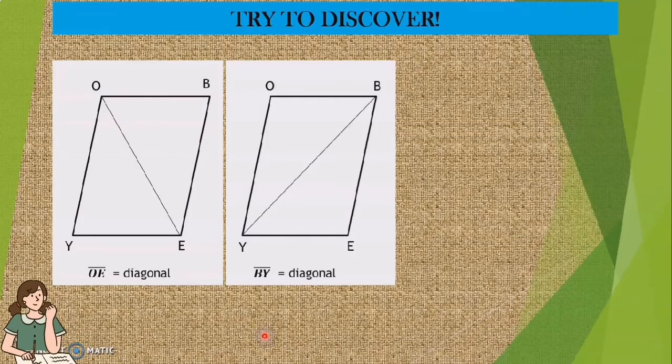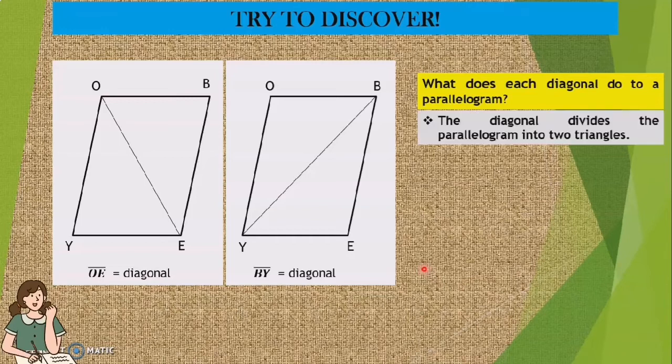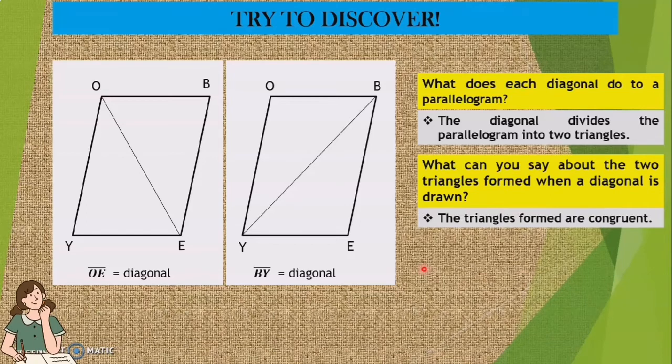Alright? Let us now concentrate on these two given figures. Segment OE and segment BY are diagonals. Now, what does each diagonal do to a parallelogram? Alright, it is very clear to you that when the diagonal is drawn, it actually divides the parallelogram into two triangles. What can you say about those triangles formed when the diagonal is drawn in a parallelogram? Well, those triangles are congruent.